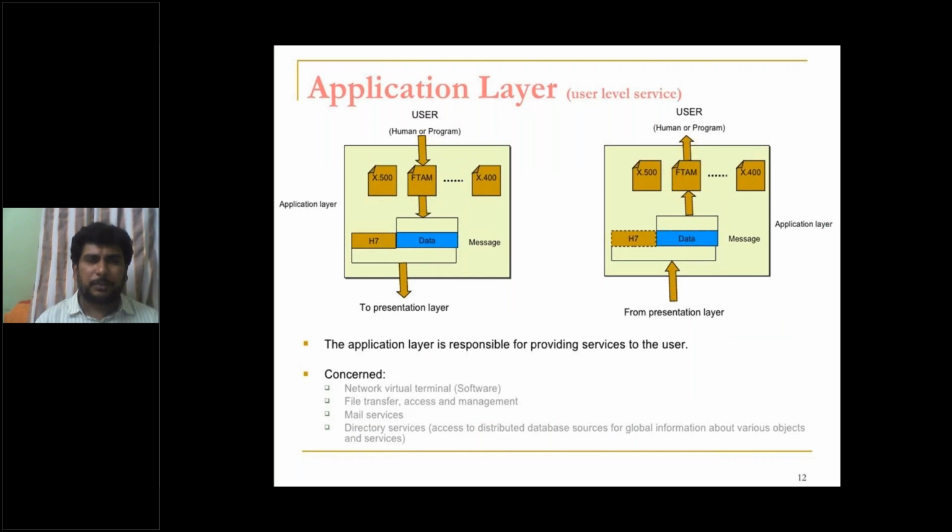And finally, the most important layer, which is responsible for the implementation of this data communication, is the application layer. It is responsible for providing services to the user, and various types of services depending on the protocols it uses, like file transfer, access and management, directory services, and all.